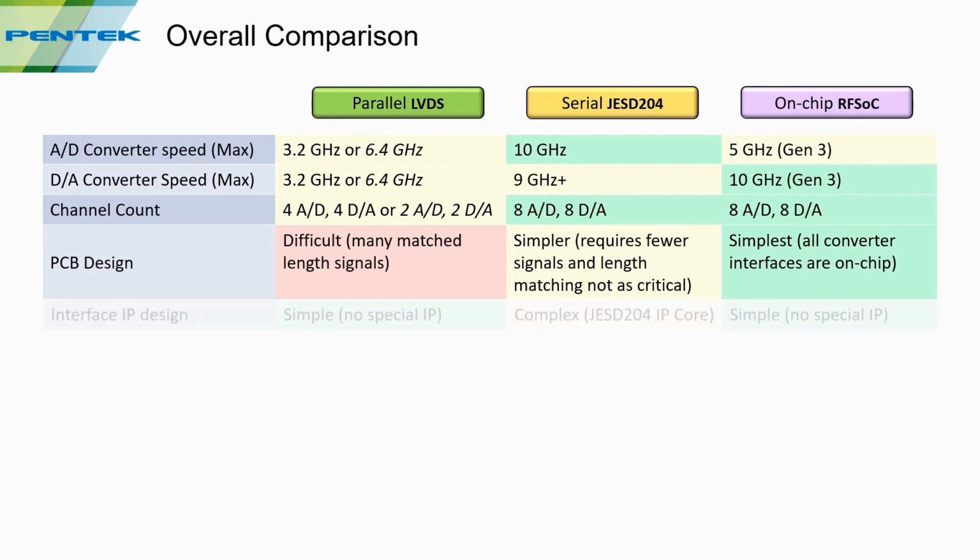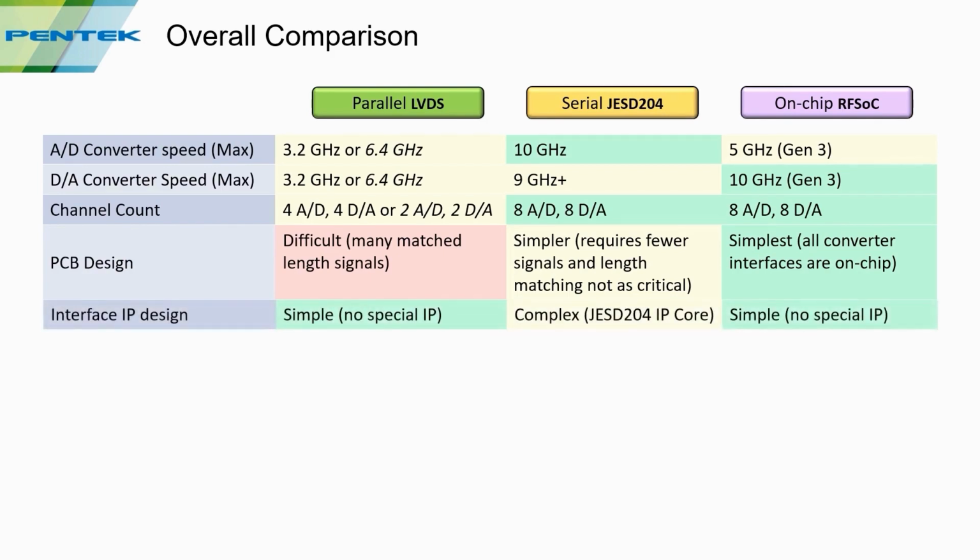I mentioned here interface IP design. With the LVDS, it's really straightforward. It's just data coming in with every clock over those parallel lines, which is pretty simple. Same thing with the RFSoC. JESD204 can be a little more complex. The JESD core does have some complexities to it, and it requires you to do some adjusting and some fine tuning. So there is some complexity on JESD.